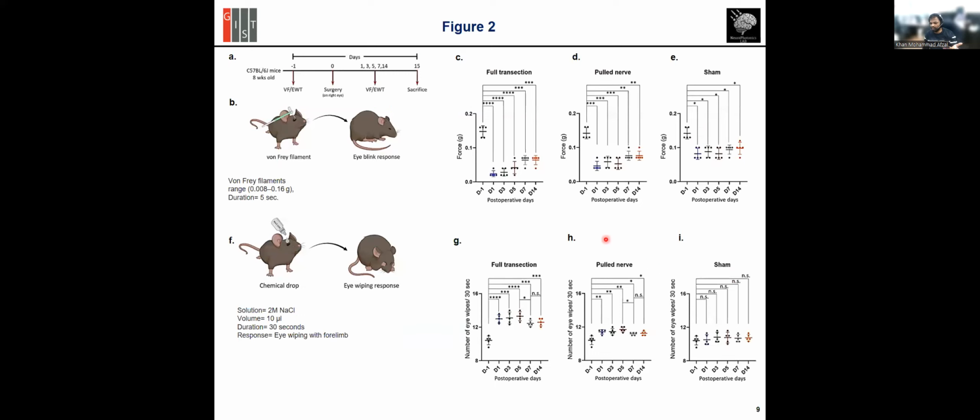While for the chemical test, I use 2M NaCl solution, a volume of 10 microliter for 10 seconds, and I only consider the response from the forelimb within 30 seconds and prepare this graph. When I drop it, it covers the whole cornea, but its surface area is more compared to the mechanical, so the effect is less compared to the mechanical. That's why the sham didn't show any significant value.